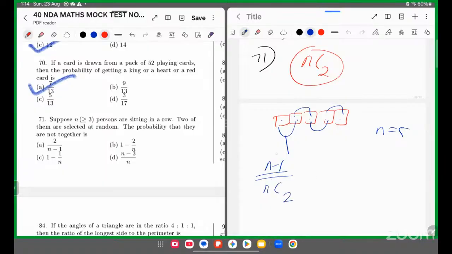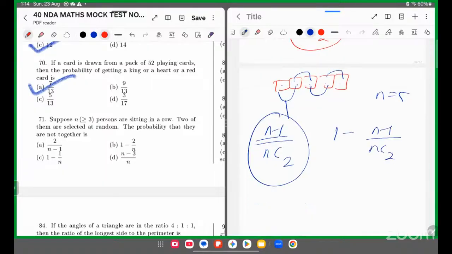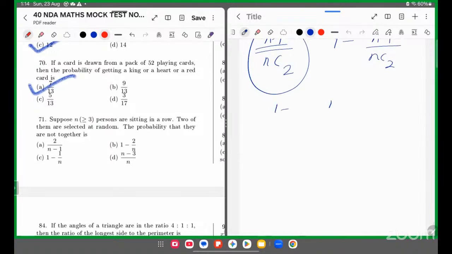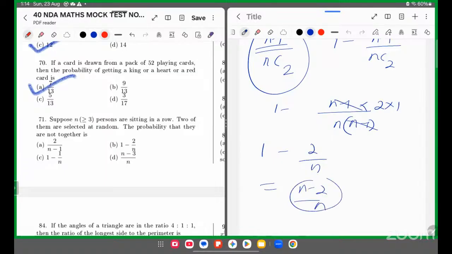So n minus 1 out of nC2. So this is not our requirement. Not together means 1 minus (n minus 1) by nC2. So if I solve for 1 minus (n minus 1) by nC2, it is n into n minus 1 by 2 into 1, n minus 1 cancel, 1 minus 2 by n. So n minus 2 by n will be the answer, or 1 minus 2 by n. So 71, option B is the correct answer.